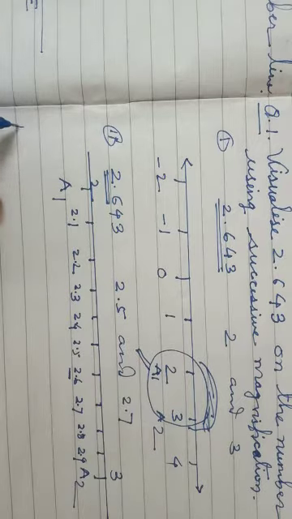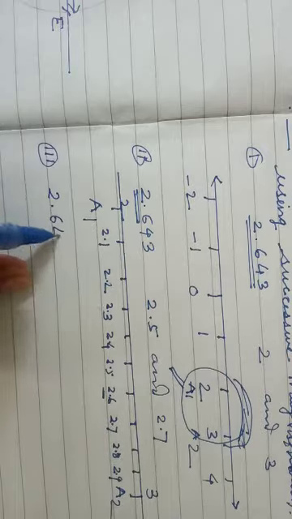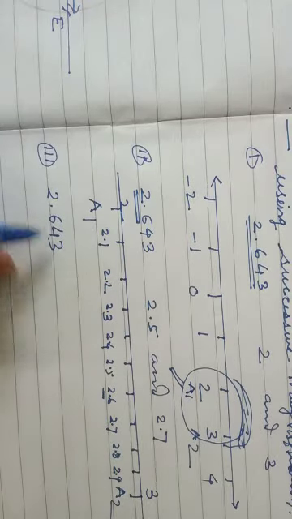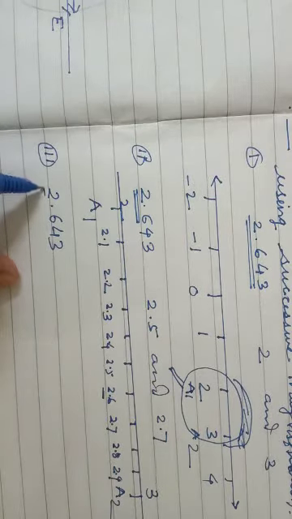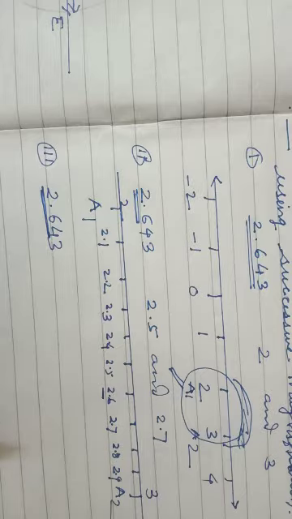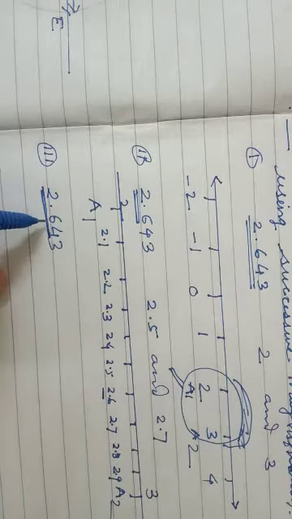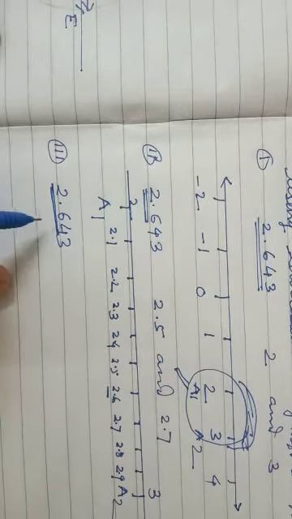In the third step, for 2.643, 2.6 is already represented here, and you can see it by the magnifying glass. Now we should come to 2.64. We should represent 2.64 by the successive method: 2.6, then 2.64, then 2.63, like that.